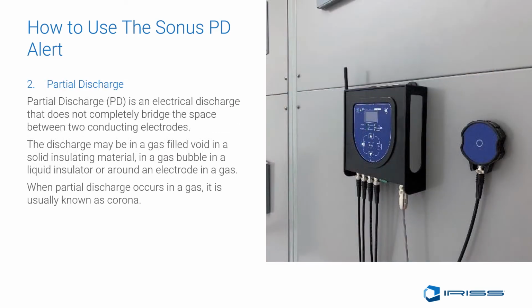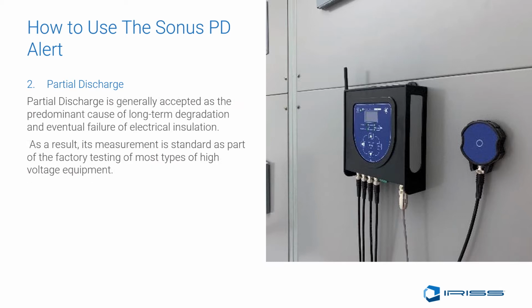Section 2. Partial Discharge. Partial discharge, again, is an electrical discharge that does not completely bridge the space between 2 conducting electrodes. The discharge may be in a gas-filled void, in a solid insulation material, in a gas bubble, in a liquid insulator, or around electrodes in a gas. When partial discharge occurs in a gas, it's usually known as corona.